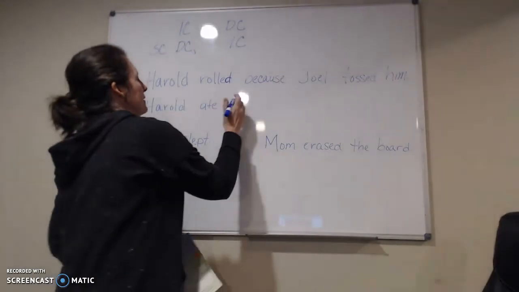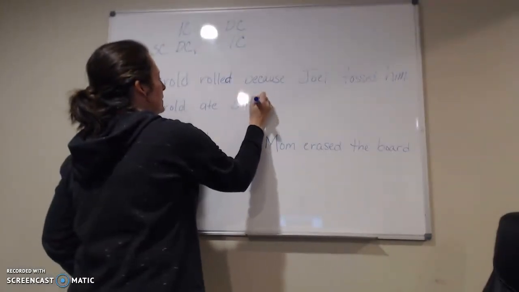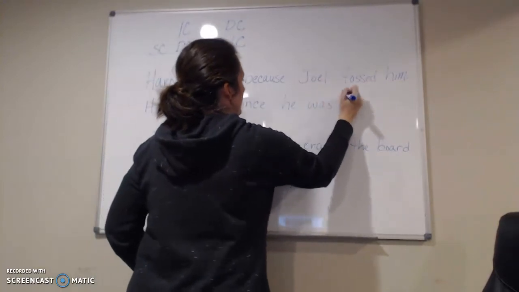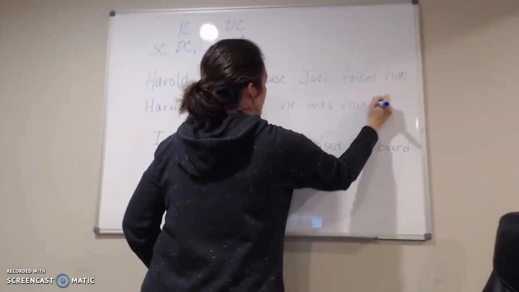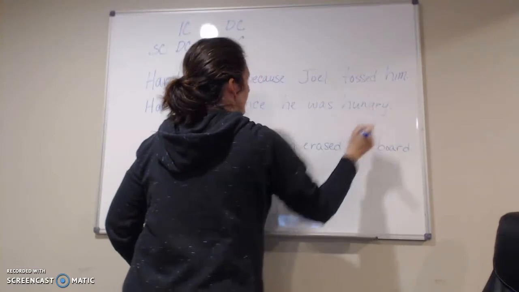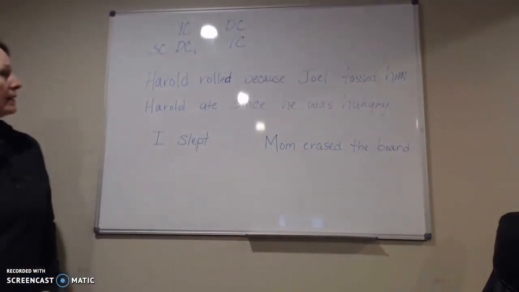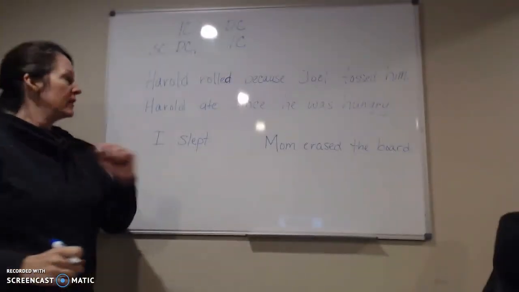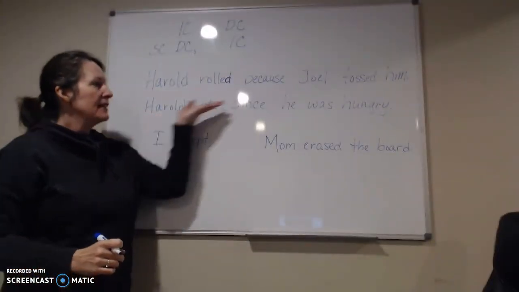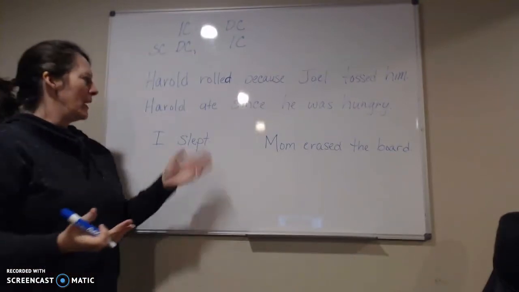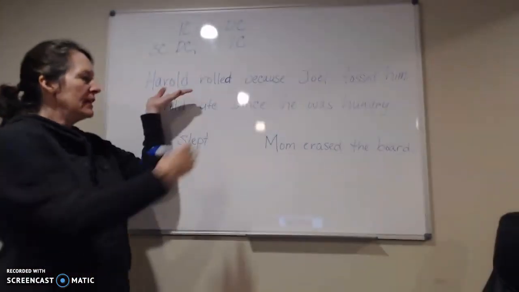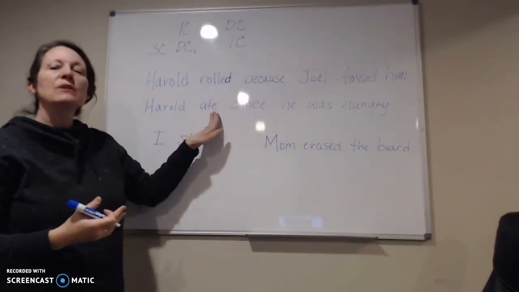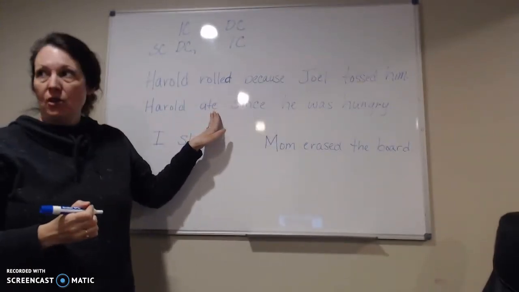Harold ate since he was hungry. For the sentence, Harold rolled because Joel tossed him. How would you make it imperative? Ooh, we'll go back to that in just a minute. What a great question. Harold ate since he was hungry. Why did Harold eat? Well, he ate since he was hungry. This tells us more about the verb, so it's called an adverbial clause.